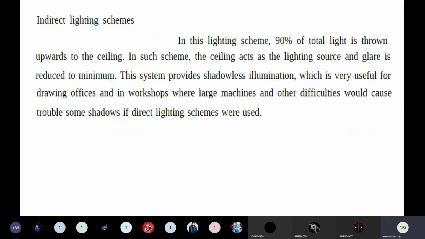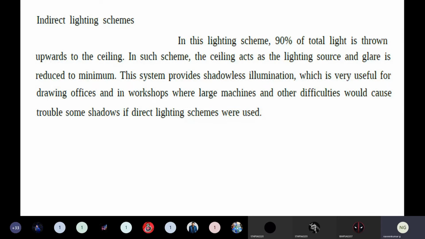So the next type of lighting scheme here you are observing is indirect lighting scheme. In this indirect lighting scheme, 90% of the total light is thrown upward to the ceiling. So this is exactly opposite to your direct lighting scheme. In direct lighting scheme, you are throwing light exactly downward. Here the lighting is thrown upward. So in such a scheme, the ceiling acts as the lighting source. So glare here is reduced to minimum.